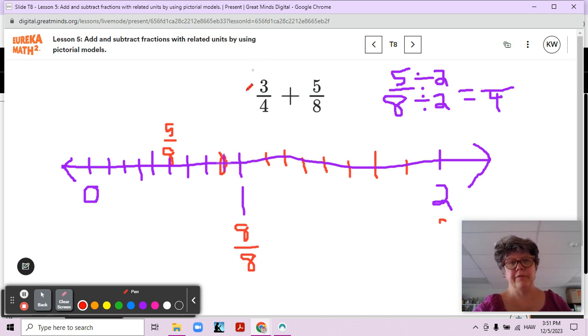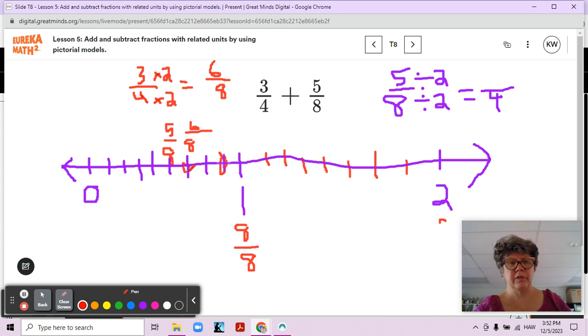3/4. Now, where would 3/4 be? Think about 3/4. 4 times what equals 8? 4 times 2. Do the same thing to the top. Can we multiply 3 times 2? Yes, we can. So 3/4 is the same as 6/8. Okay, so 6/8 is right here, right next to 5/8.